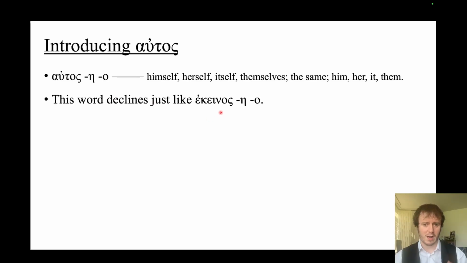We learned how εκείνος does that same thing in the last lesson. So if you know how εκείνος declines, you know how αὐτος declines. And for that reason, I'm not going to be presenting the declension of αὐτος, because you should already know how εκείνος declines, and therefore you now also know how αὐτος declines. But please do pause the video and ensure that you've noted down that αὐτος declines just like εκείνος.